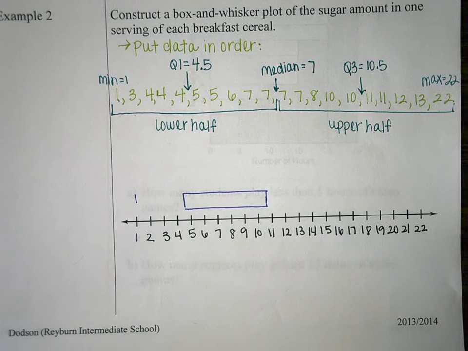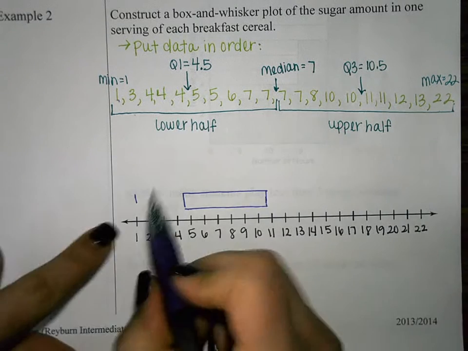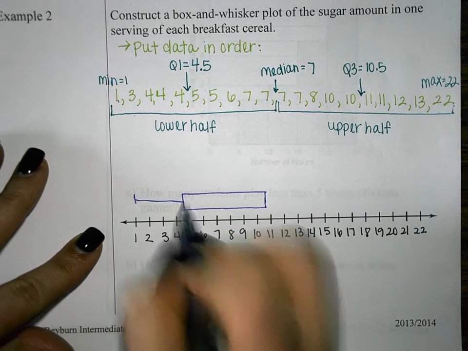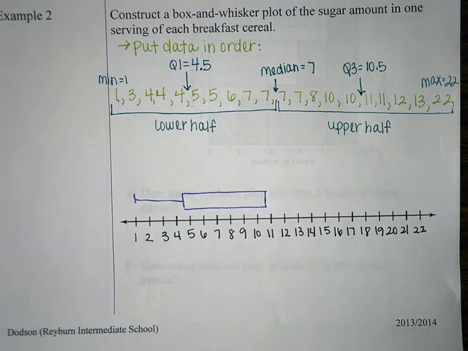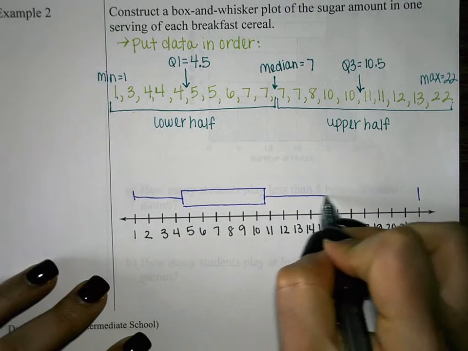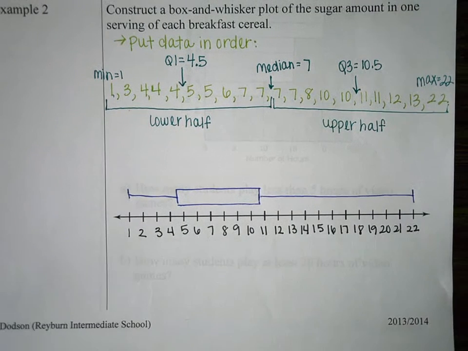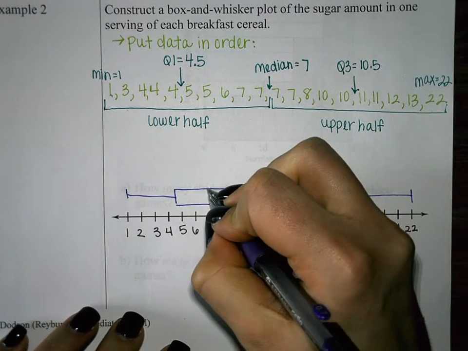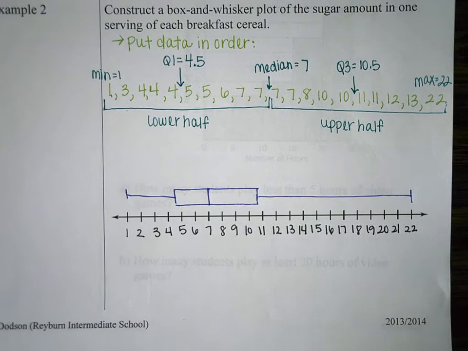Now our whiskers are made from the minimum and the maximum. So our minimum's at 1 right here, and then we connect that to our box. And our maximum is at 22, and then we draw a whisker connecting that to our box. And then the only thing we have left to do is to identify the median, which in this case is 7. So we draw a line in the box at 7.